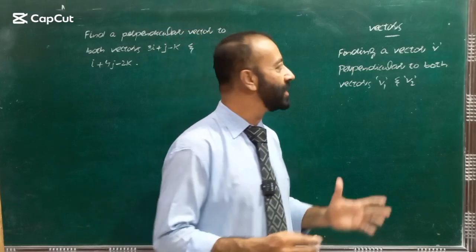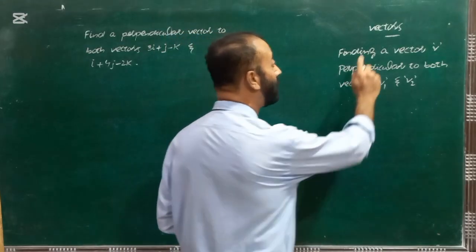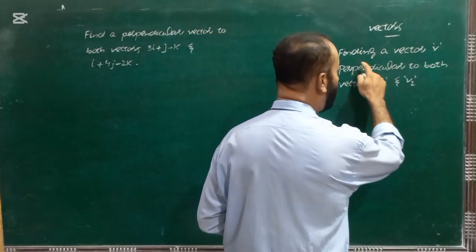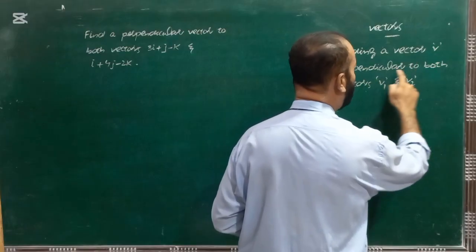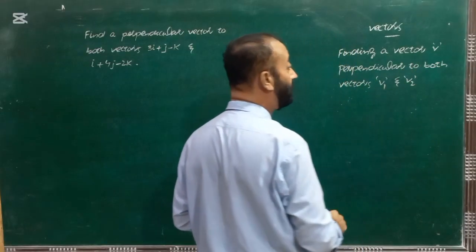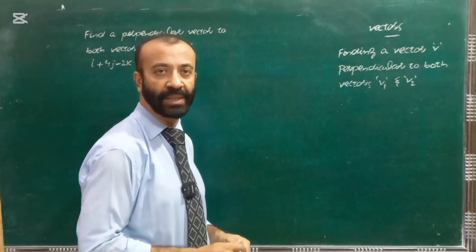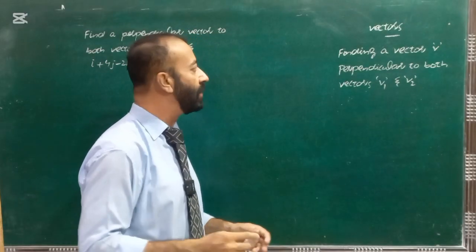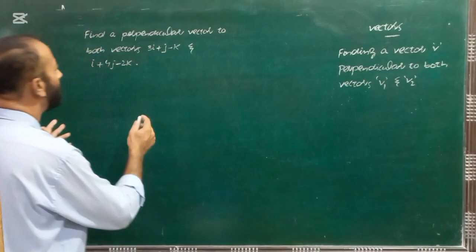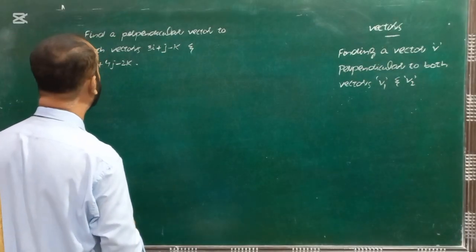Good morning, students. Today we are going to read the topic of vectors: finding a vector v perpendicular to both vectors v1 and v2. So this is a very important thing, so concentrate yourself. This is a Pure Mathematics 3 A level class. Here is a question that will make your concepts more clear.